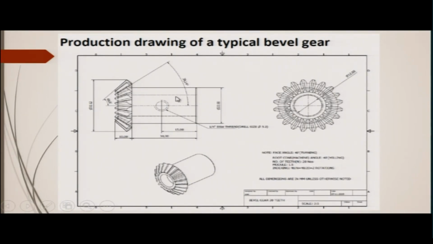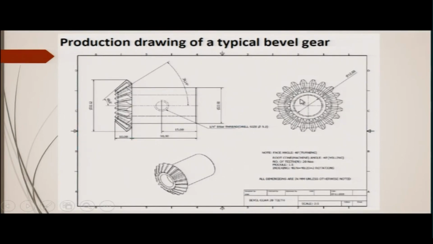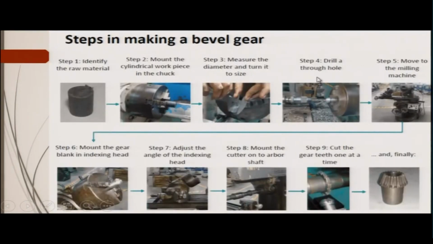All these sizes, all these dimensions will be given to you. So, accordingly you measure and then turn it to the size, so that accordingly the diameter can be turned. Step 4 is drill a through hole, because we have a through hole here, as you can see, to hold this inside. This is shown in the dotted line. So, drill a through hole.